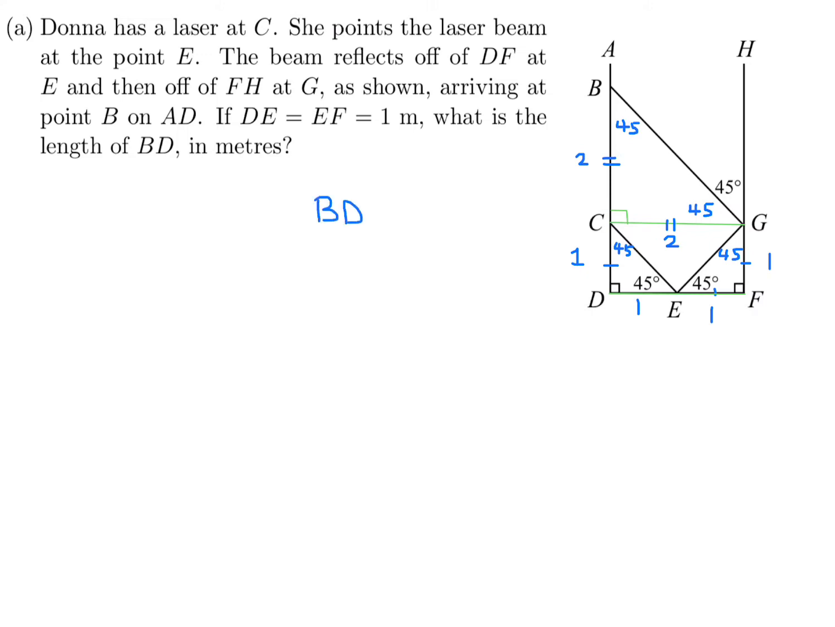So they want BD in terms of the length. That's going to be BC plus CD, and that's 2 plus 1, and that is 3.